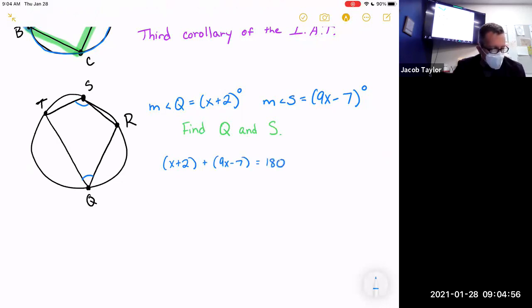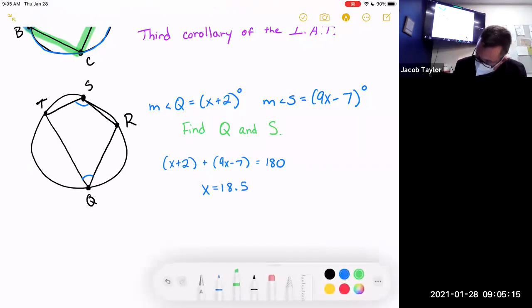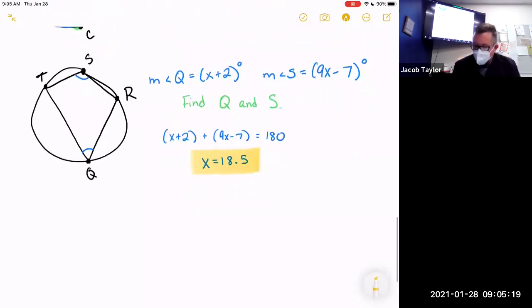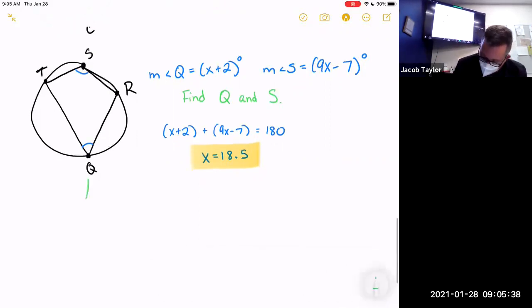Nailed it. I will give you 1 minute to tell me what X is. The value of X. Very good. You didn't even need a whole minute. We did some algebra. Well, Emily did some algebra. I choose to take her word for it. It'd be 10X minus 5 equals 180. Then it'd be 10X equals 185. 185 divided by 10, 18.5. Cool. But the question was not, what's X? The question was, find Q and S. There they are. There's Q and there's S. Done. I found them.